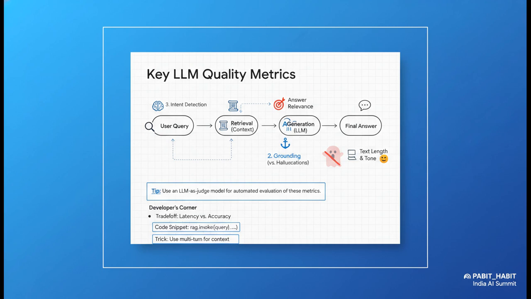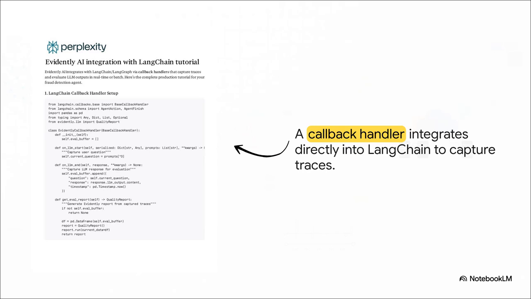Is the answer it's giving even relevant? Is it actually using the context you gave it? Or is it just making stuff up, hallucinating? Is it understanding what the user even wants? These are the things that really matter. So, how do you even get the data to answer those questions?